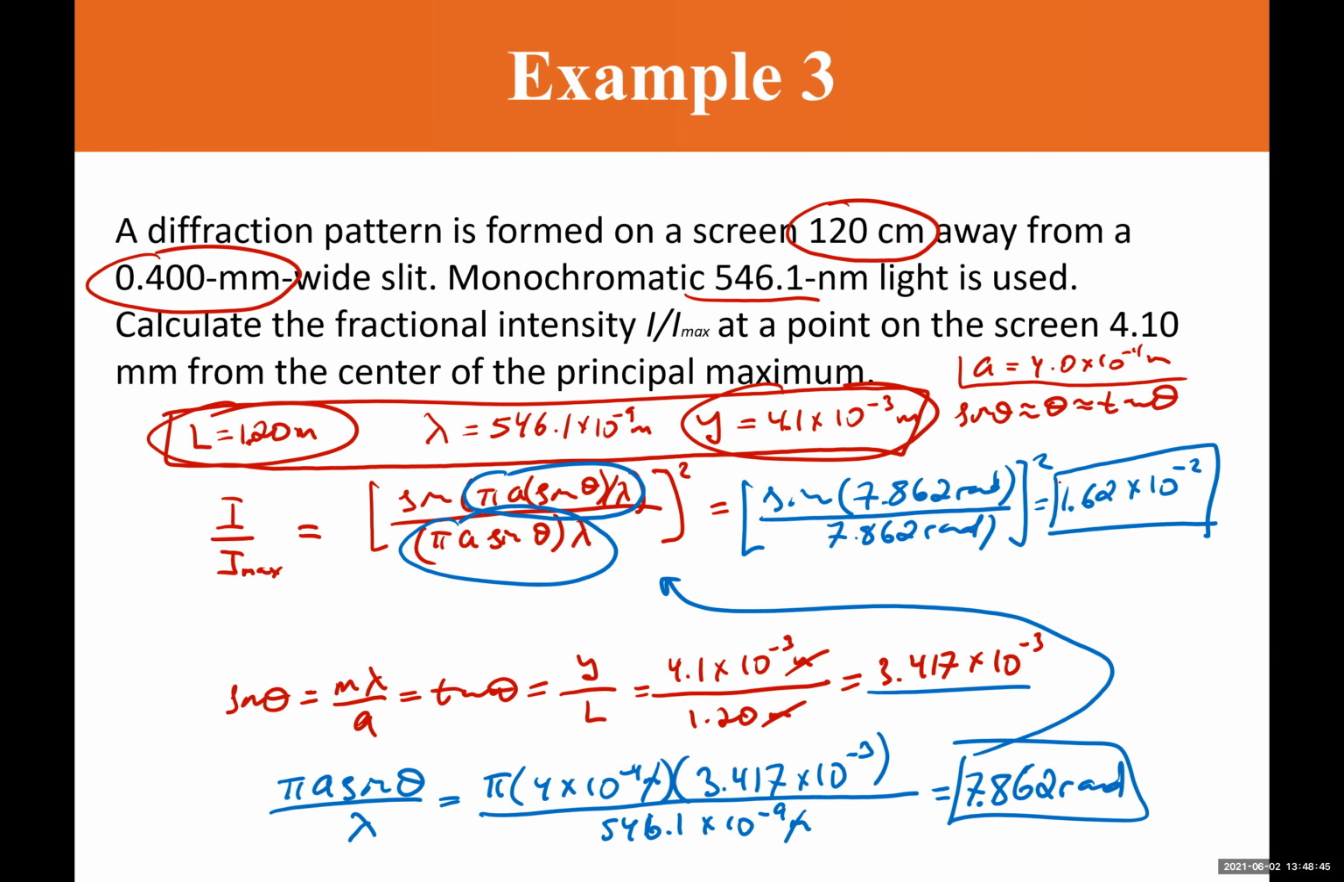And that's my answer for the fractional intensity at the point on the screen 4.1 millimeter from the central maximum. Remember, the intensity at the central one is I max, so I over I max for the central one gives 1, but here I get a decrease in intensity by that much.